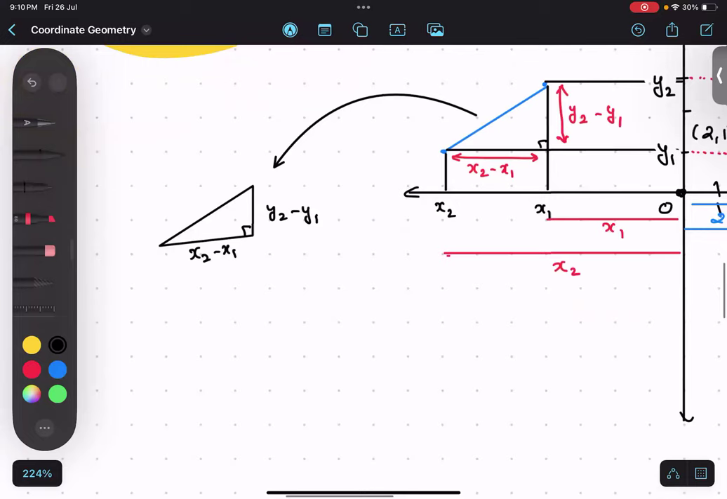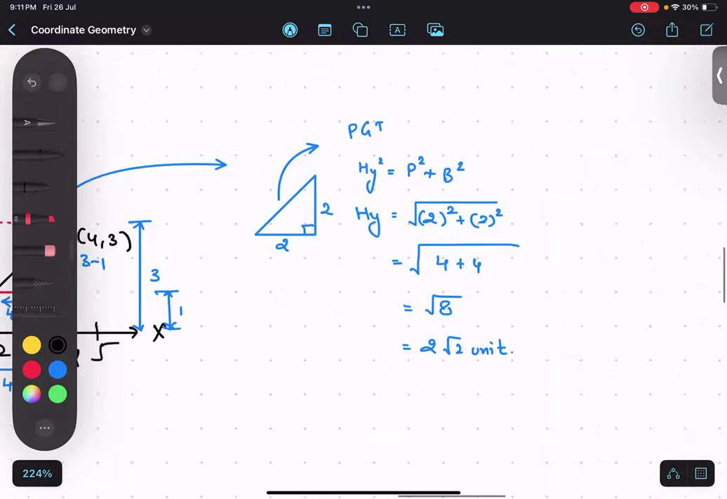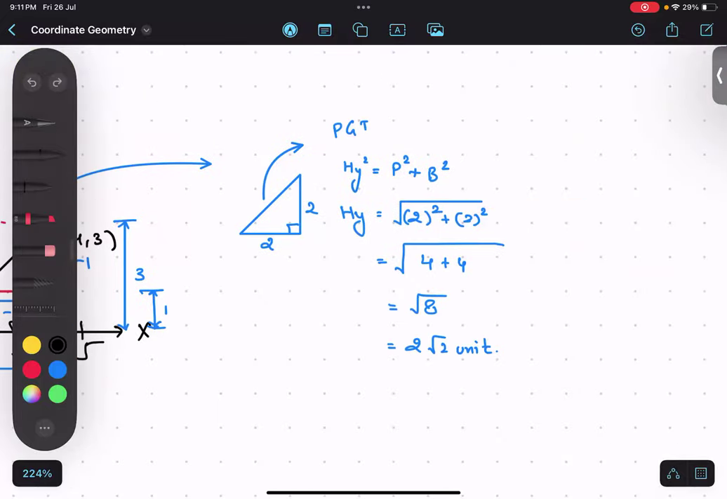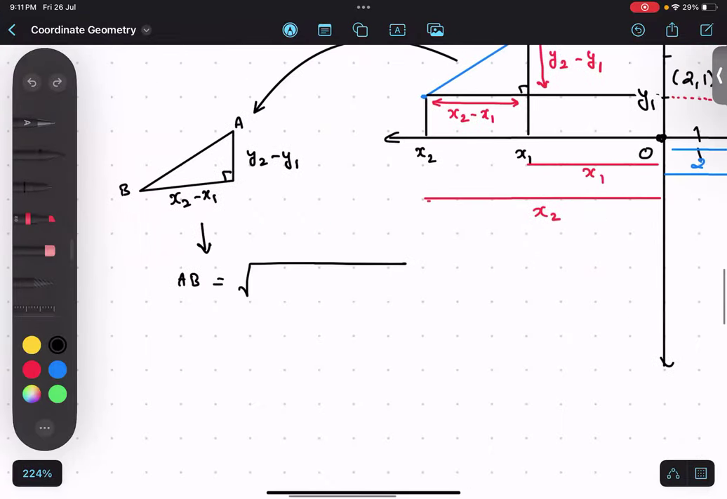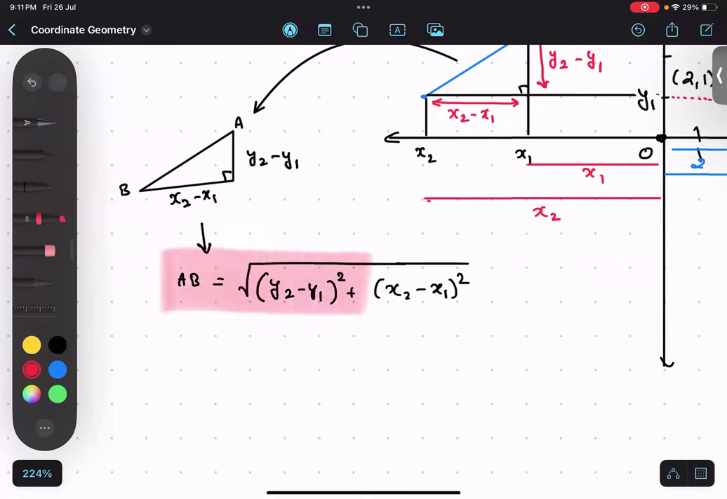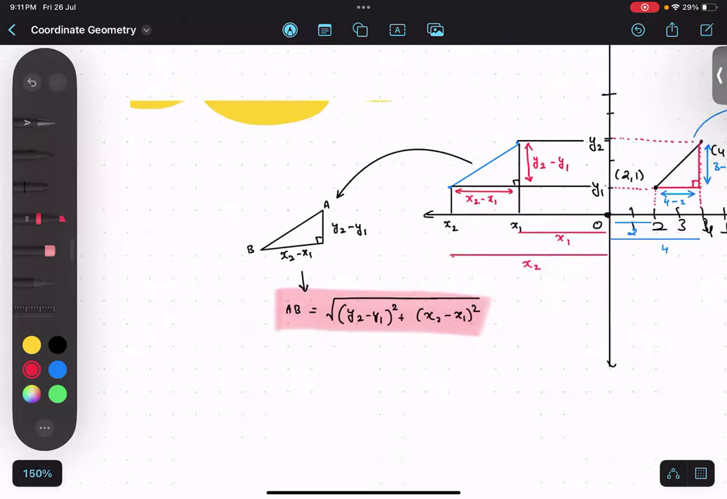And I already know that I can use the Pythagoras theorem. So the hypotenuse, let's say this point is A and this point is B. So the AB distance will be under root, can you remember? This was under root. Very good. So under root of y2 minus y1 whole square plus x2 minus x1 whole square. And that is the derivation of the formula. This is the distance formula.